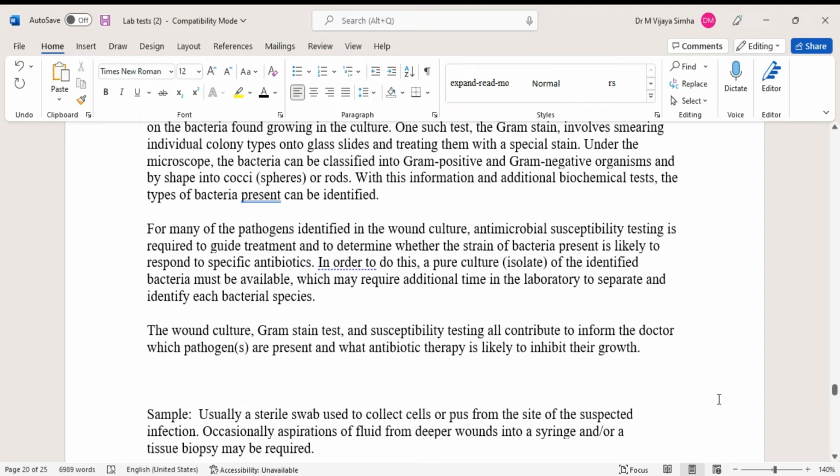For many of the pathogens identified in the wound culture, an antimicrobial susceptibility test is required to guide treatment and to determine whether the strain of bacteria present is likely to respond to a specific antibiotic. In order to do this, a pure culture of the identified bacteria must be available, which may require additional time in the laboratory to separate and to identify each bacterial species. The wound culture, gram stain test, and susceptibility testing all contribute to informing the doctor which pathogens are present and what antibiotic therapy is likely to inhibit their growth.